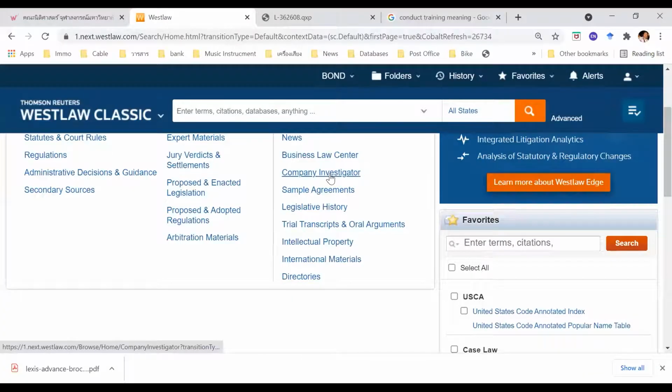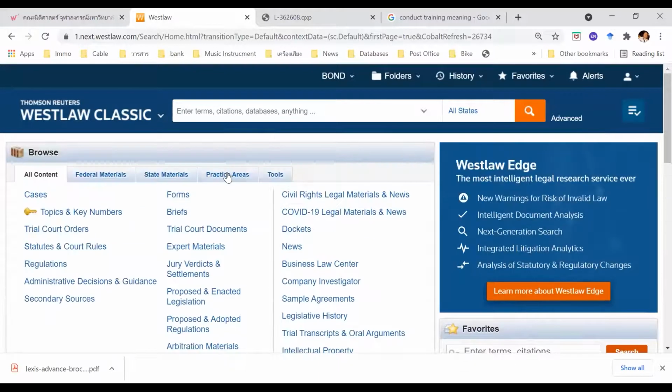When you log in, Westlaw brings you to the home page. Now they have changed the name from Westlaw Next to Westlaw Classics. And we will navigate you. The first one is Browse. Browse means you want to see a source that is contained in Westlaw. I told you earlier, there are 28,000 sources in Westlaw. So now you select from the Browse and All Content.